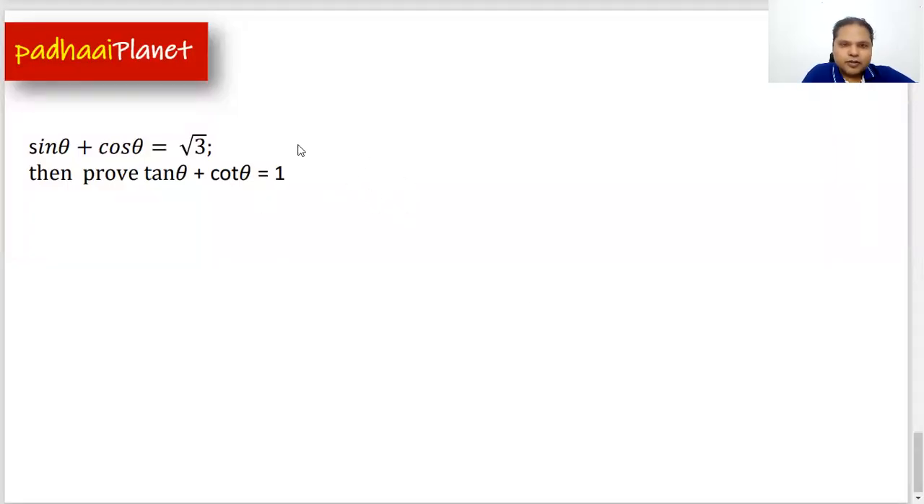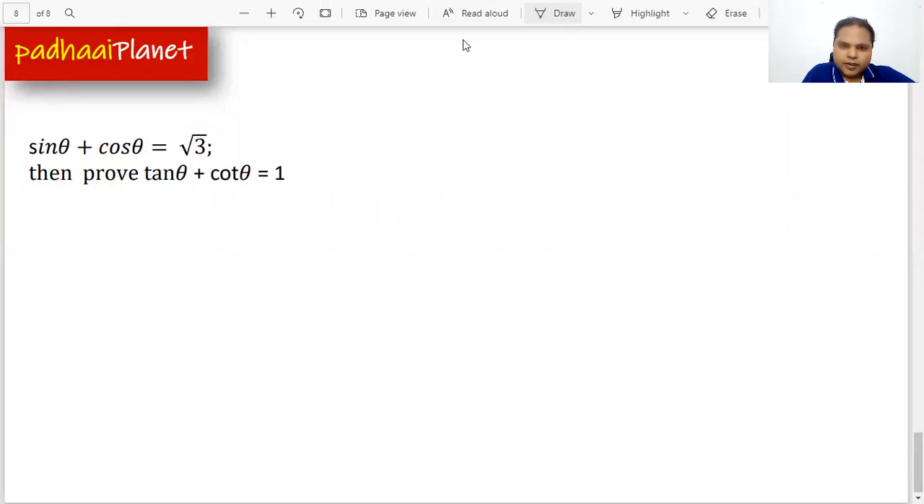So we have got a question again from trigonometry, and that says sine theta plus cos theta is equal to root 3, right? So this is given as if sine theta plus cos theta is equal to square root 3, then we need to prove that tan theta plus cot theta is equal to 1. Now it's a very simple question.